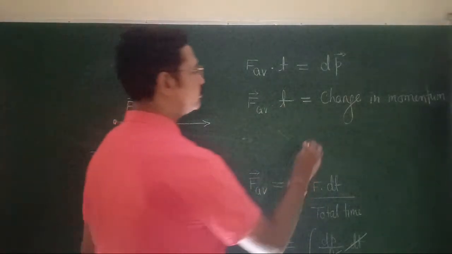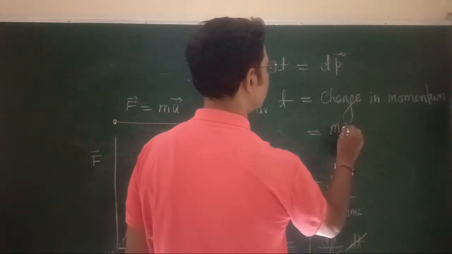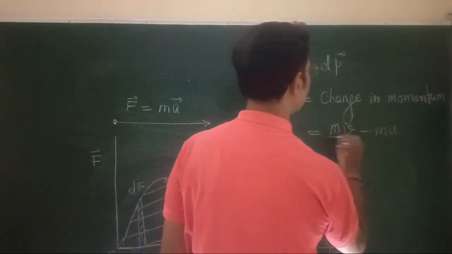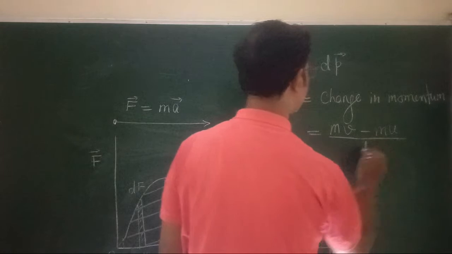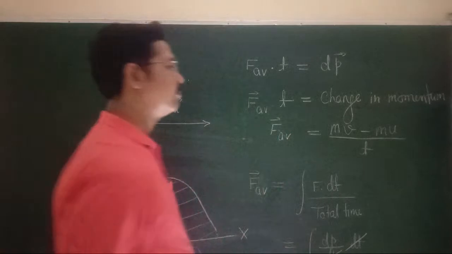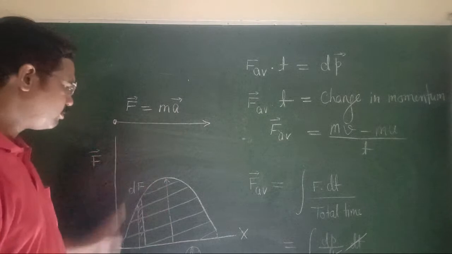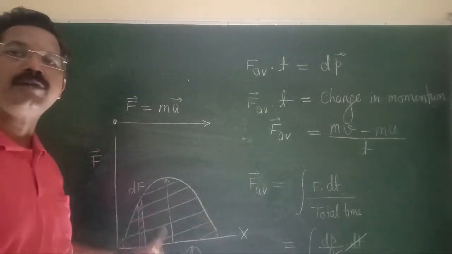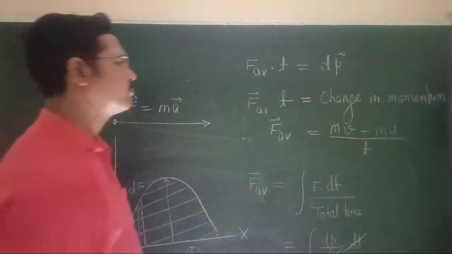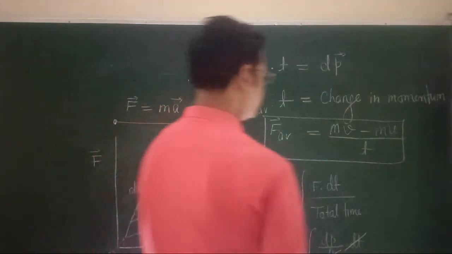What is change in momentum? You can write here mv minus mu upon what? T. This is equal to what? Force average, which is called impulsive force, and this is force, this is time, gives the area of this graph, and there is what? Impulsive force. So this is the value of what?